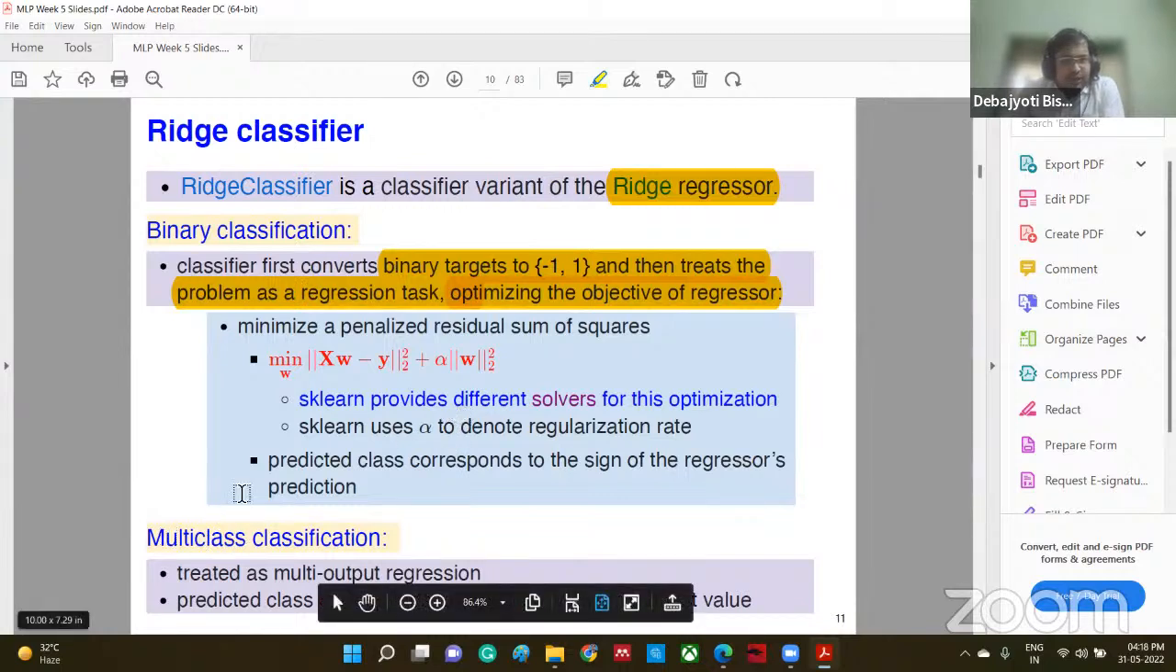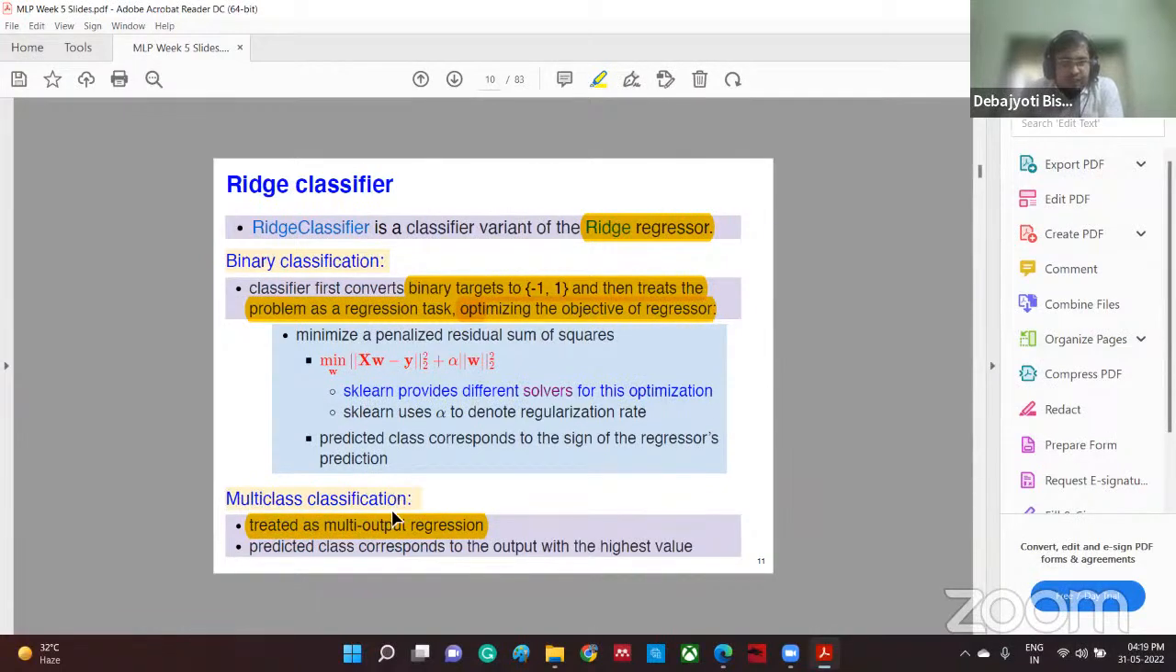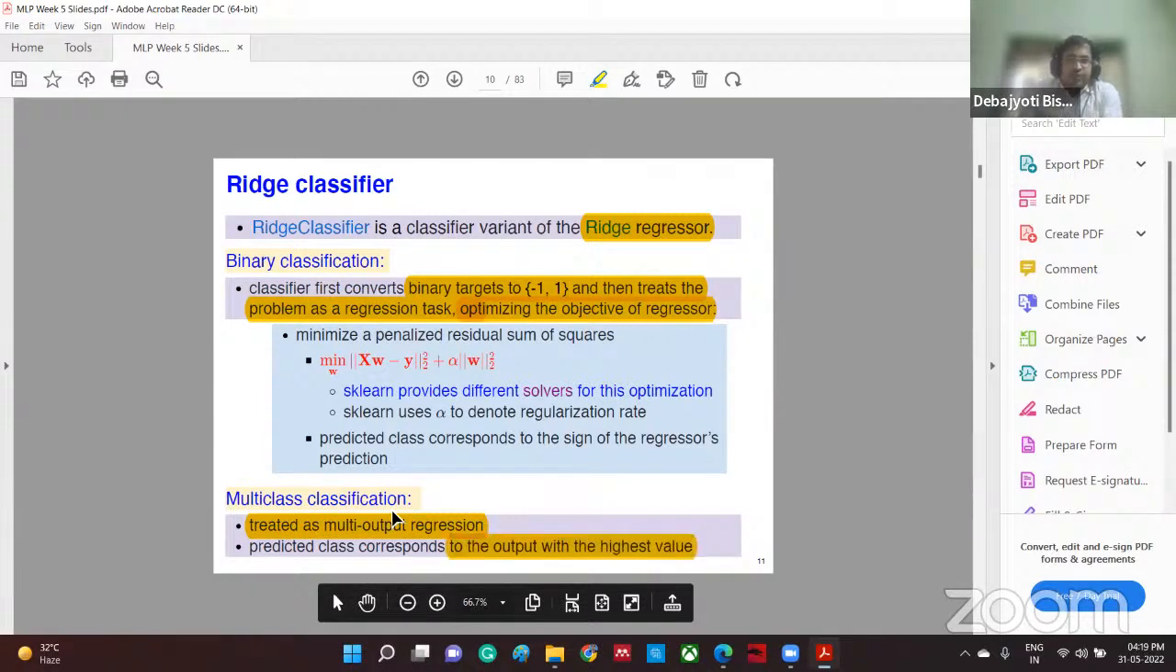Then there is something called multi-class classification, which is treated as mainly a multi-output regression only. The predicted class here corresponds to the output with the highest value. Whatever is the highest score which is obtained, according to that the class is predicted.